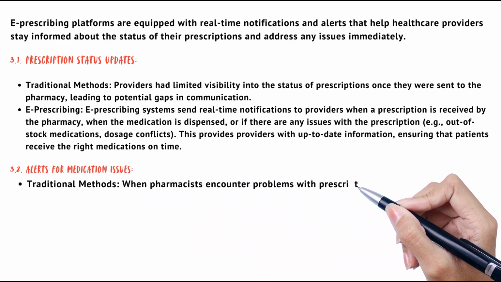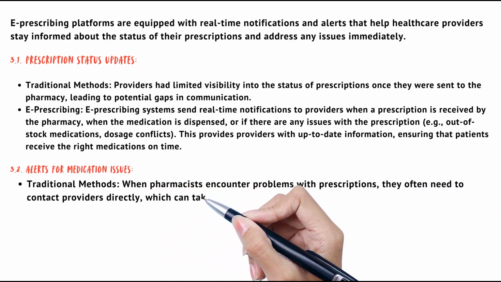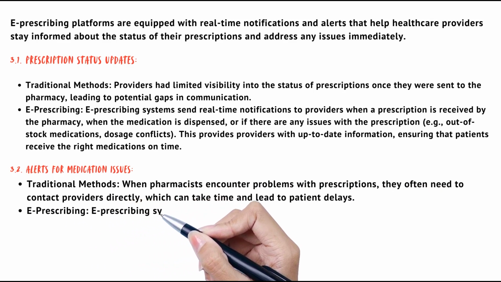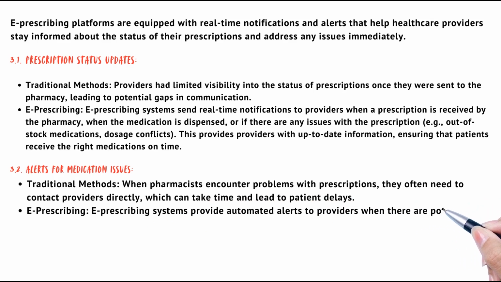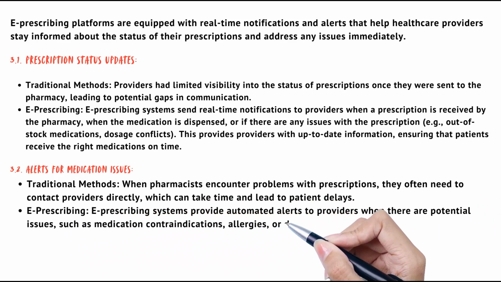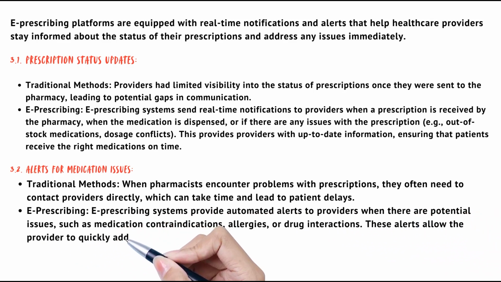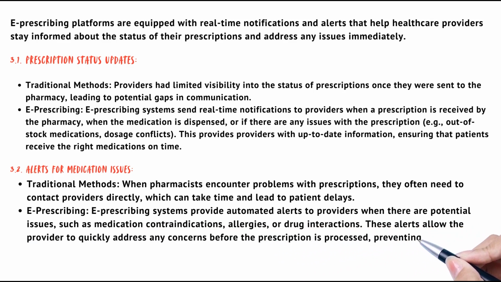3.2. Alerts for medication issues. Traditional methods. When pharmacists encounter problems with prescriptions, they often need to contact providers directly, which can take time and lead to patient delays. E-prescribing. E-prescribing systems provide automated alerts to providers when there are potential issues, such as medication contraindications, allergies, or drug interactions. These alerts allow the provider to quickly address any concerns before the prescription is processed, preventing medication errors.